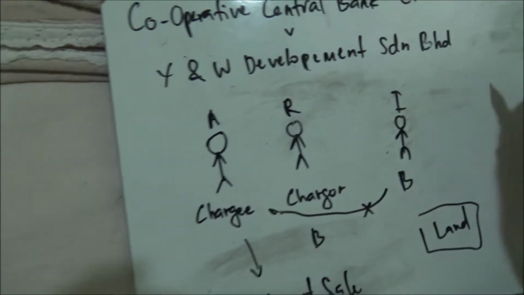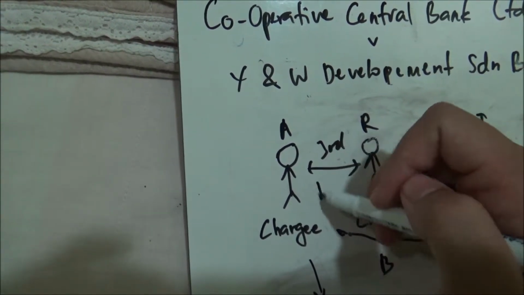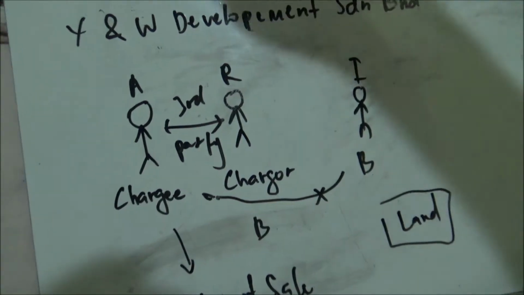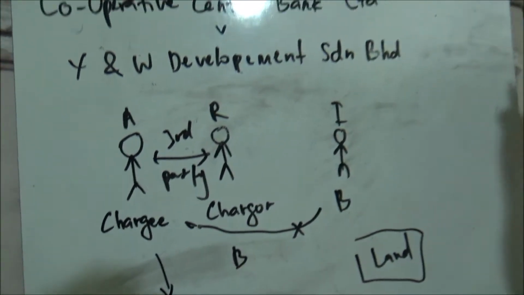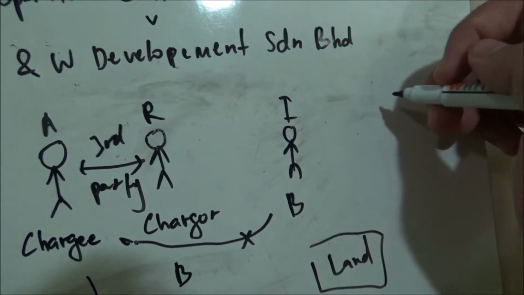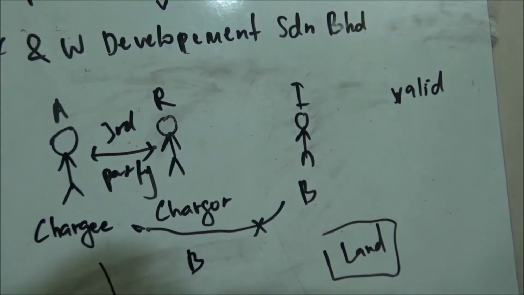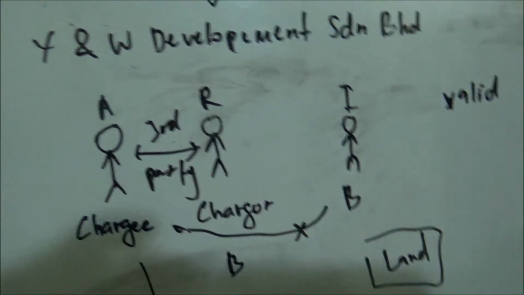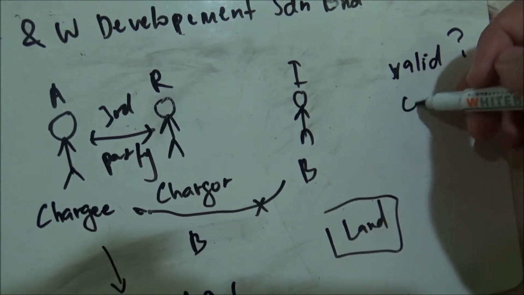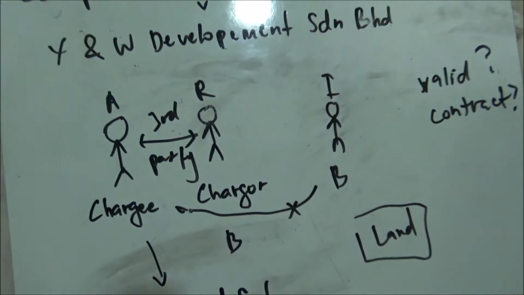So this is a third party charge, and then the issue arose. There are two issues. The first one is whether a charge created after the disbursement of its consideration is valid. I will tell why this issue arose. The second one is whether a charge can be treated the same way as a contract. So these are the two issues.